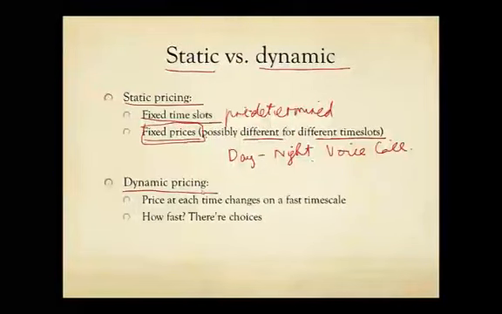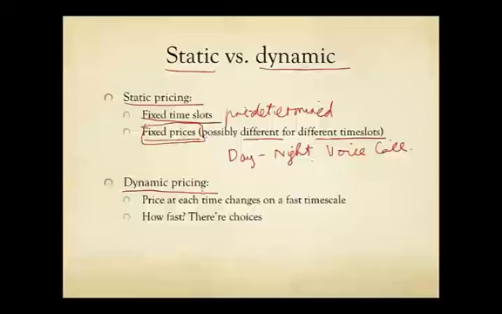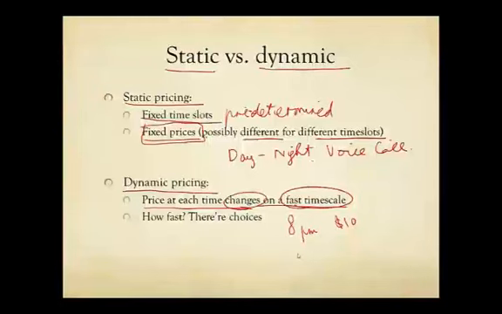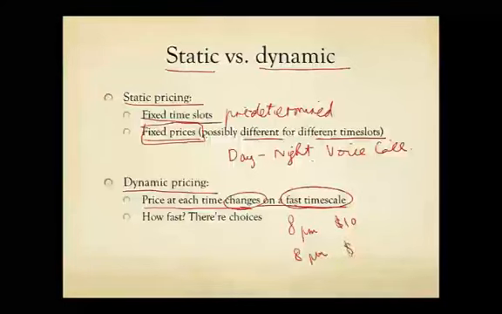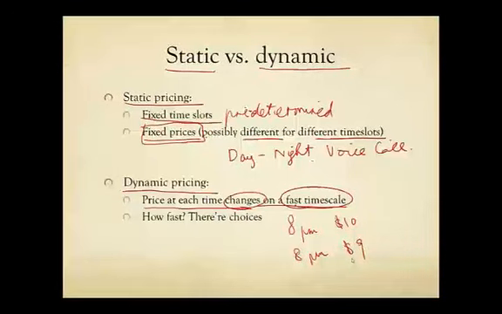Now, in contrast, dynamic pricing says that the price at different time slots can change at a fast time scale. Or alternatively, you can say that you are not even defining or predetermining the notion of time slot. You can say that, well, today, 8 p.m., it is $10 a gigabyte, but tomorrow's 8 p.m. may be $9 a gigabyte. Okay. Now, how fast is the time scale? It got to be faster than, say, the monthly bills time scale, which is monthly. Okay. But there are choices.